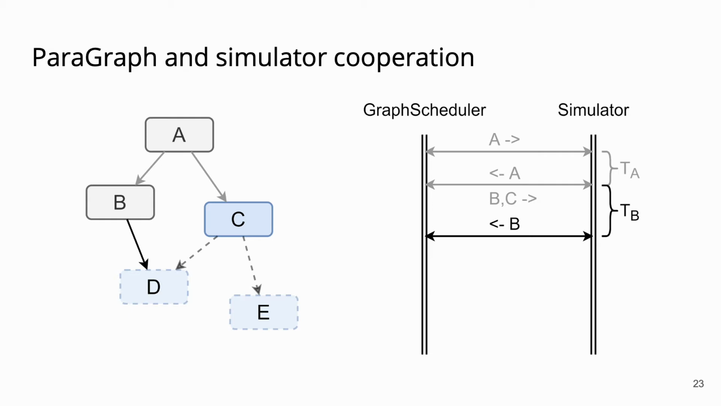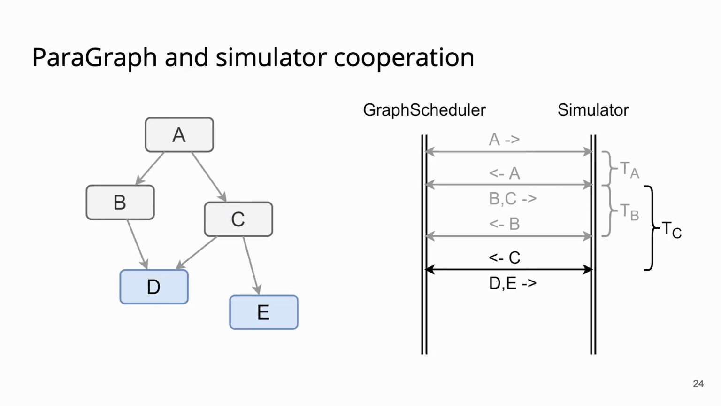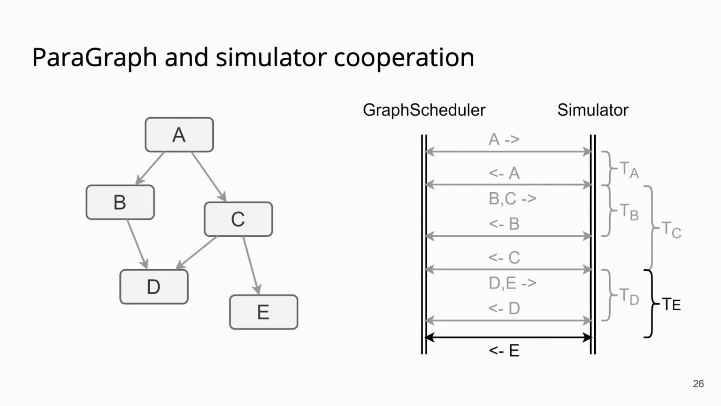Let's imagine that B finishes first. Then nothing happens right after that. Instruction D that depends on B cannot start execution because it also depends on C. When instruction C finishes, instructions D and E can start immediately, as they have no pending dependency and nothing blocks them from the beginning of execution. After that, ParaGraph only waits for instructions D and E to finish. After all instructions return from the simulator, ParaGraph ends the application graph execution and the simulator halts modeling.